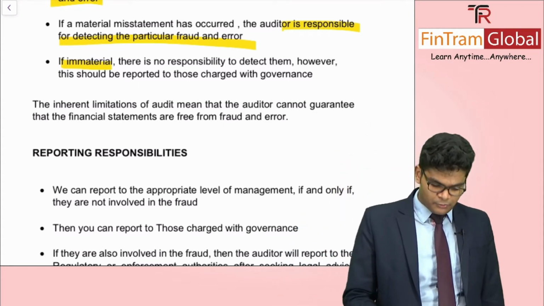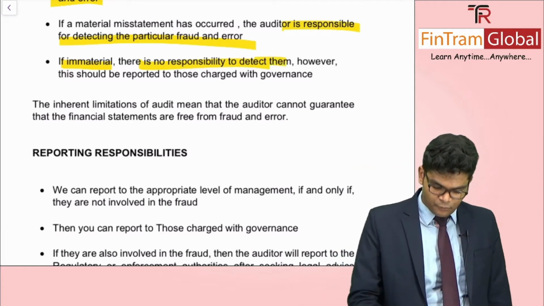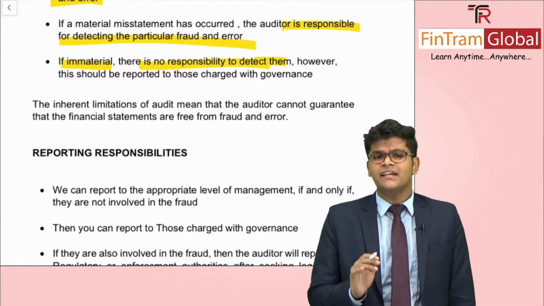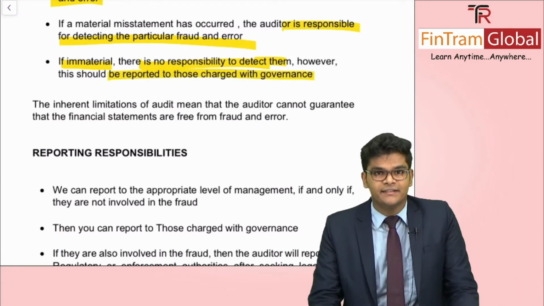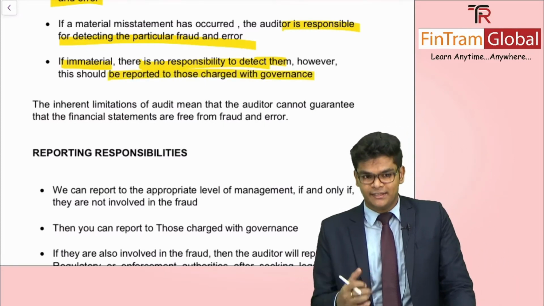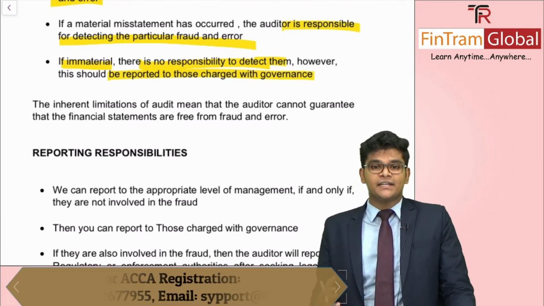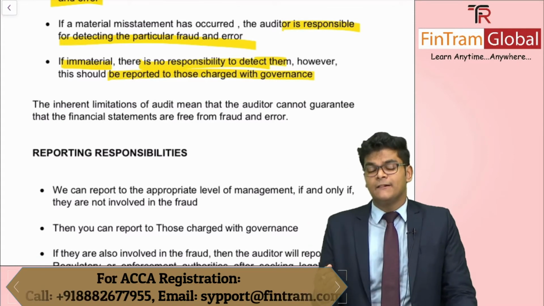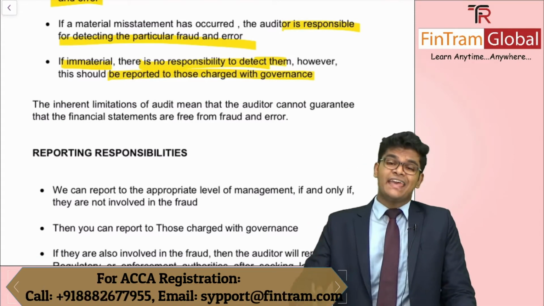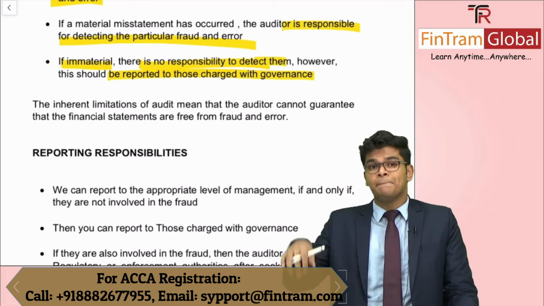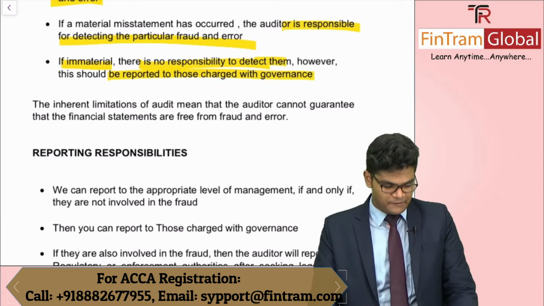Then we have no responsibility of detecting that particular fraud or error. However, this should be reported to those charged with governance. Okay, folks, so that's basically the approach that we take here. If the impact of a particular fraudulent activity or error is immaterial, then we have no responsibility to detect them. However, we can notify those charged with governance regarding that particular fraud or error activity, isn't it? So keep this in mind.